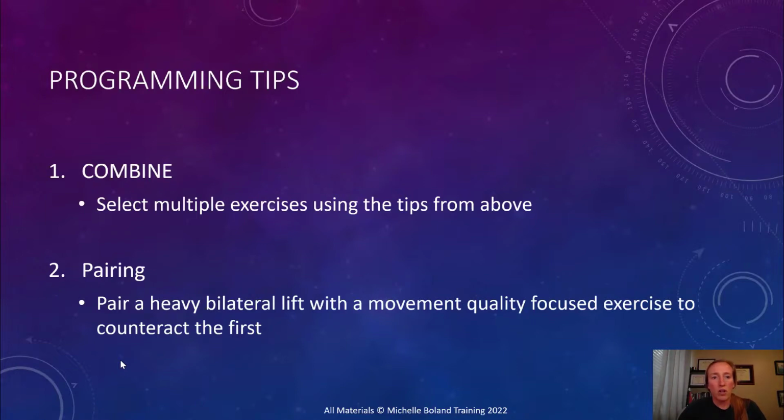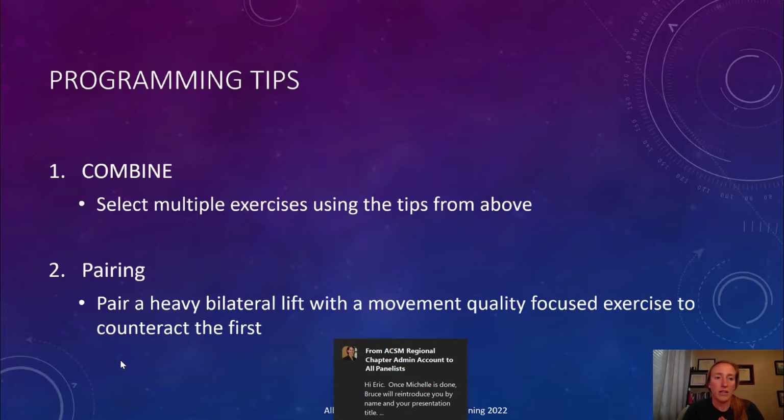So there's two rules I follow for programming. One, you can combine these rules. Combine the spectrum, so movement quality with these three rules and force production. All of the examples I showed today would be included in that first tip.